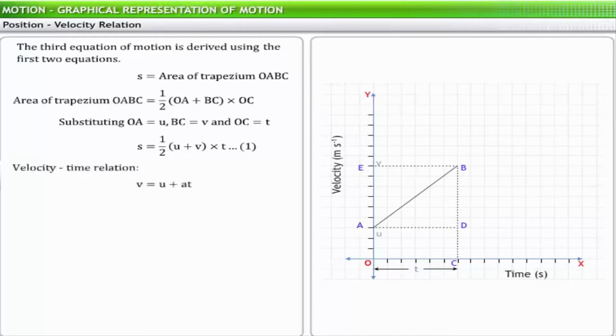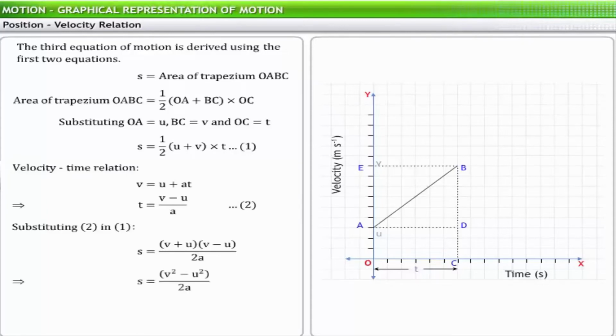Rearranging the velocity-time relation, we get t is equal to v minus u divided by a. Let's call this equation 2. Substituting equation 2 in 1, we get s is equal to v plus u multiplied by v minus u whole divided by 2a. By simplifying this expression, we get the position-velocity relation, that is, 2as is equal to v square minus u square.